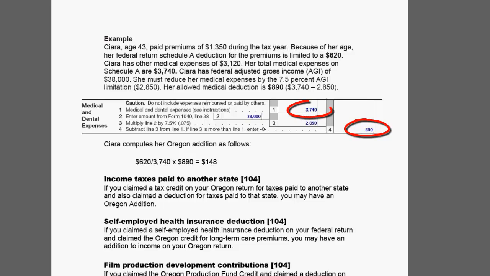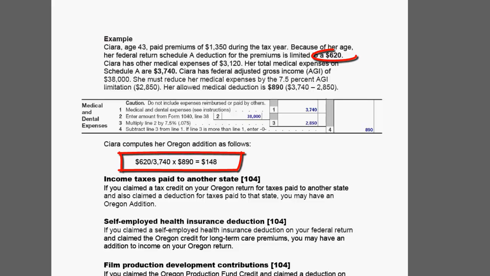So we see here her total medical expenses on line 1 are $3,740. Her AGI says $2,850 of that $3,740 is not deductible, leaving us with $890. Sierra will compute her Oregon addition as follows. Take the amount that is included on line 1 for long-term care insurance premiums, and that's $620. Divide that by the total expenses included on line 1, and then multiply that out by the amount of expense that's allowed on Schedule A to get the Oregon addition. So her Oregon credit is allowed in full, but the addition is only going to be $148, not the amount that she actually used to calculate the credit.